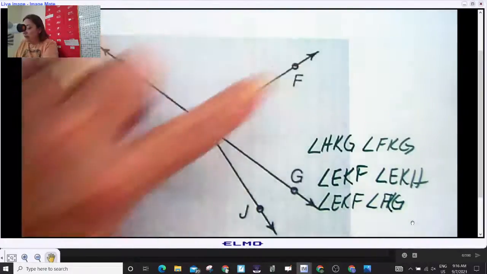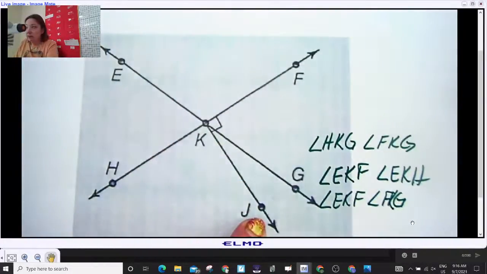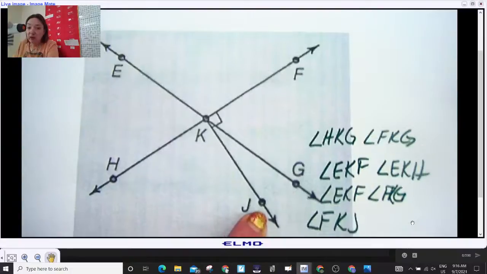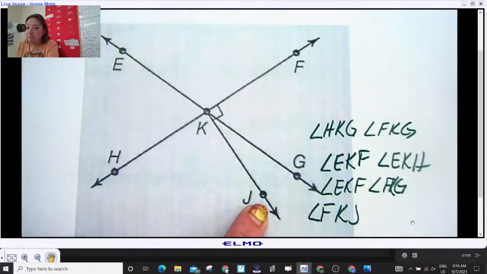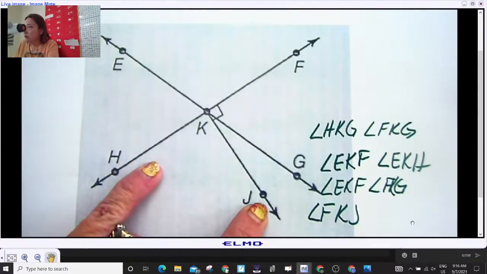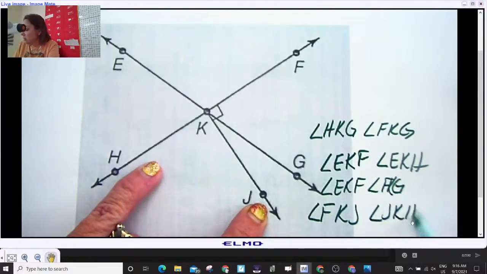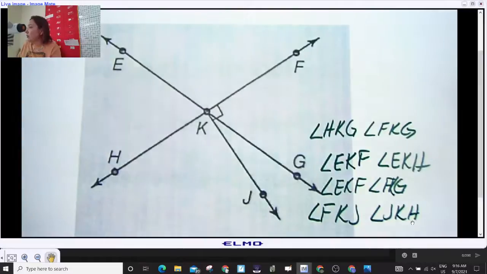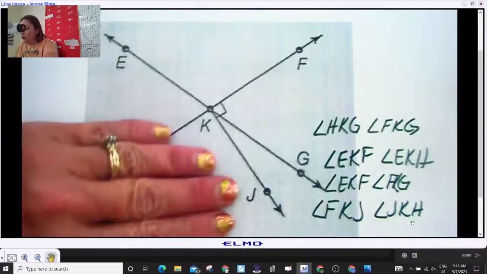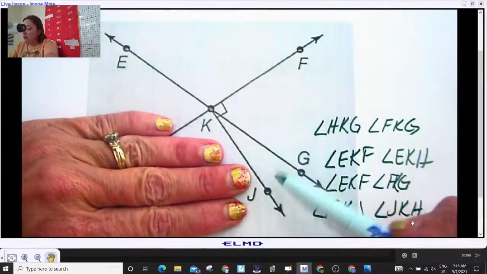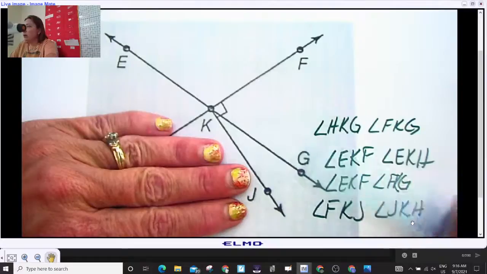What about FKJ? Angle FKJ doesn't have an angle to go with it. Y'all see this one right here? JKH. Angle JKH. Y'all see how we have a bunch of different options there? Now, what wouldn't work is if we named this little tiny angle with any other angle. That won't be enough. It's not going to make it.